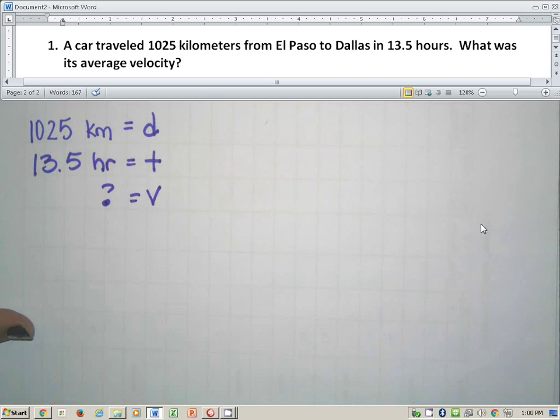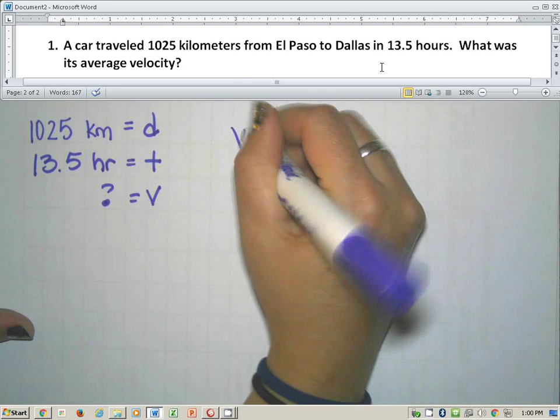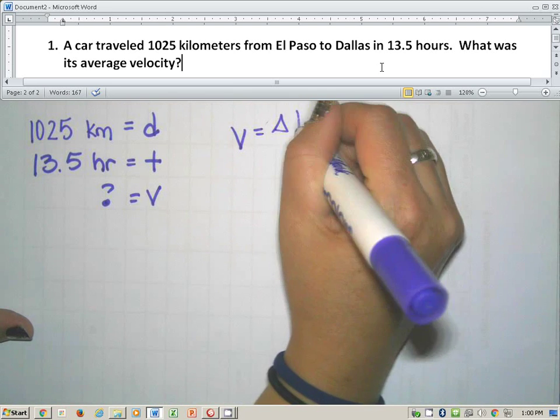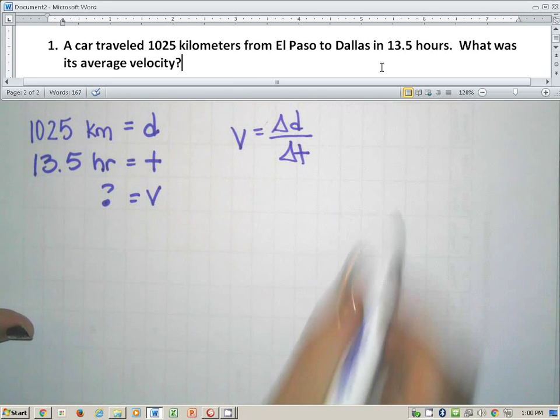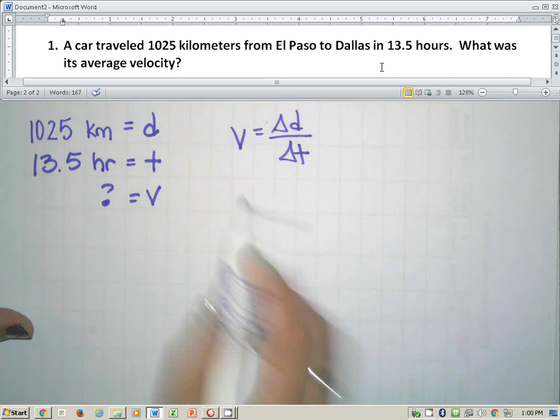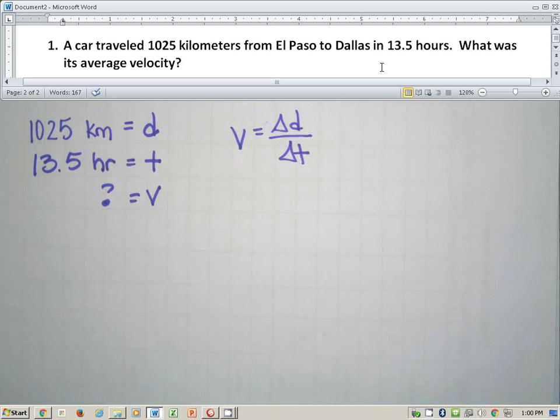So it's wanting V. If I make my list like this, or if I do this by writing over the top of my problem what things are, then I can totally see that I'm going to have to put this into this equation. I'm going to be using the V equation. The V is equal to delta D over delta T.